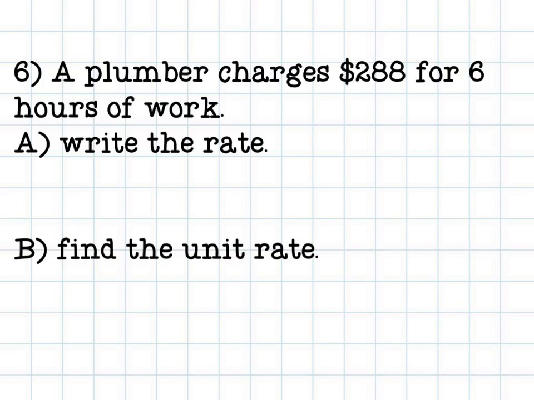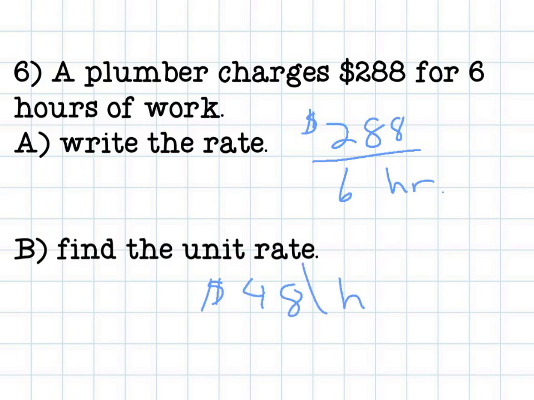Okay, here's the last problem. I'd like you to pause the video and please write the rate and the unit rate. Okay, so the rate is $288 for 6 hours of work, and the unit rate would be found by doing 288 divided by 6, which comes out to $48 per hour.